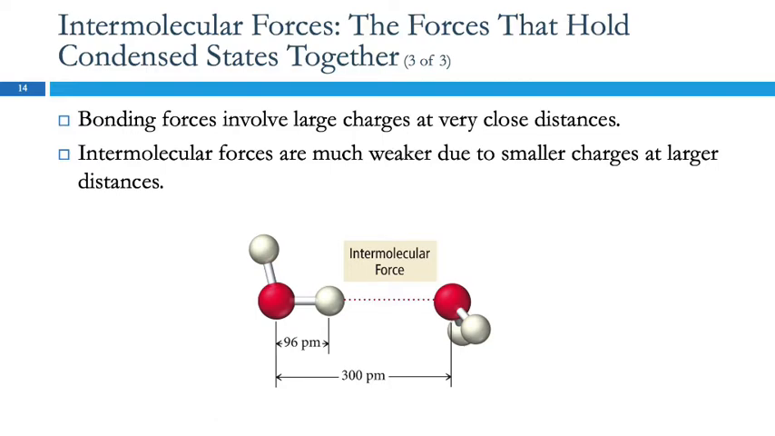So when we look at bonding forces, which we just spent several chapters talking about, what we're looking at there is large charges at very close distances. The bond between oxygen and hydrogen in water is like 96 picometers, whereas for the intermolecular forces, we're looking at a distance more of 300 picometers, 3 times as large. And on top of that, the charges are smaller. So the intermolecular forces are much weaker than the bonds.